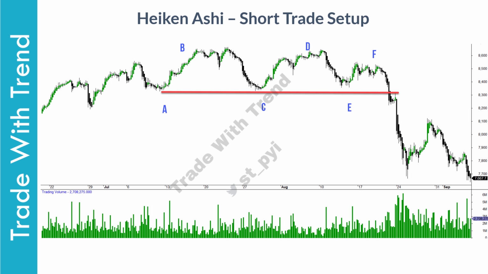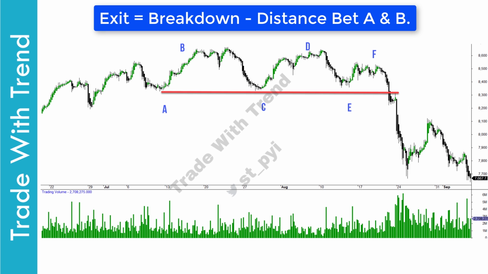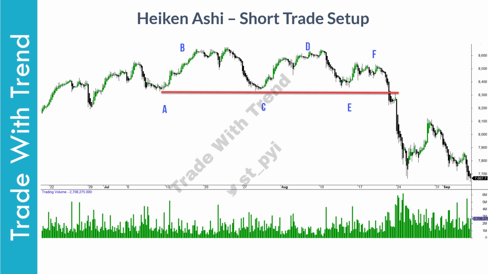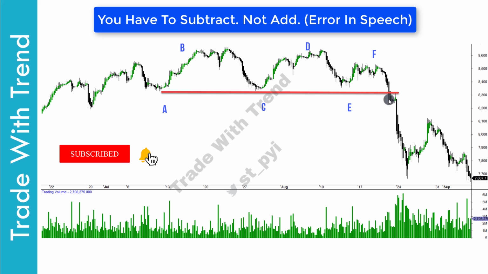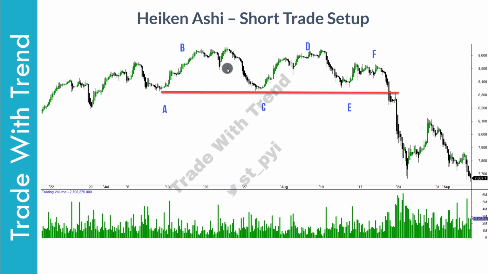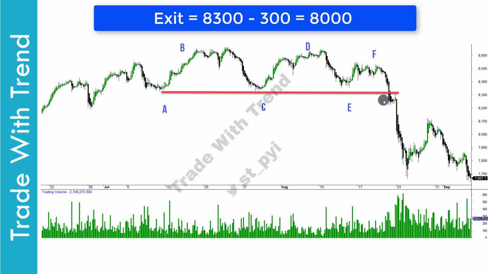Exit in this Ikeneshi strategy also depends on the underlying momentum. Do remember that you are short selling here and hence be ready to book out if you spot excessive momentum in the short term. To anticipate the probable exit region, take the distance between A and B and subtract it from the entry level at this point. In this chart, breakdown happened at 8300 and the distance between A and B is roughly 300 points. And therefore, if I have taken a short trade here, I would place my exit at the 8000 level.